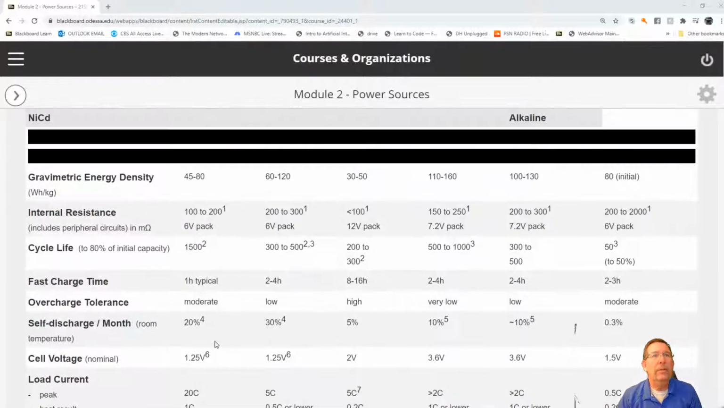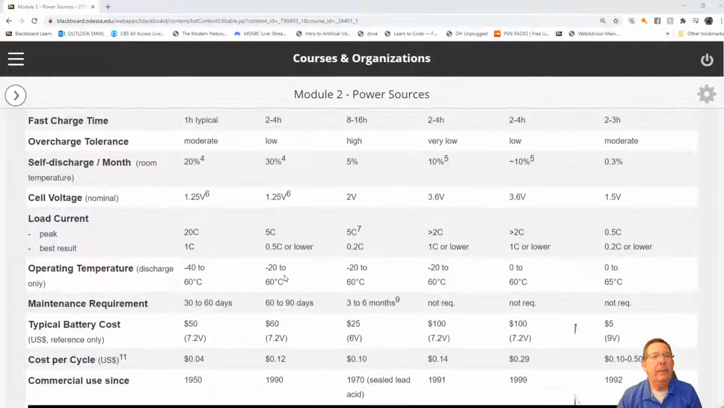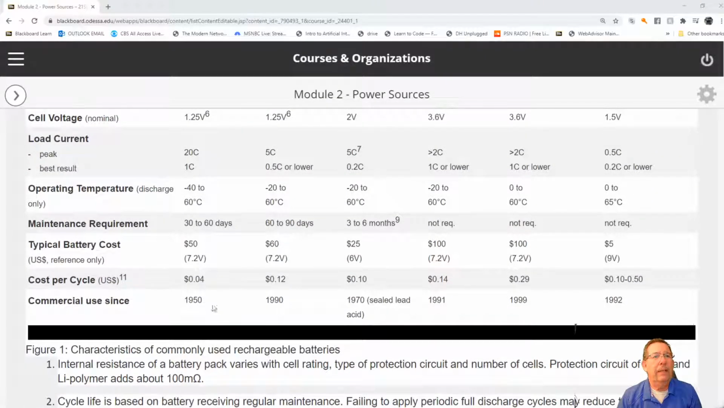In commercial use, what? Lead acid in commercial use since 1990, since 1950? There's got to be something wrong with those numbers. I bet those numbers are backwards right there. Not really certain why that says 1990. I wonder if that should be 1890 and not 1990.